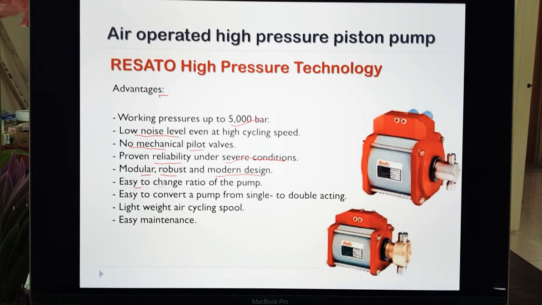Easy to change the ratio of the pump, for example, when you want to have a bigger area, you can change the area, change the size of the chamber. Easy to convert a pump from single to double acting. Lightweight high cycling spool, and it is easy to maintain.